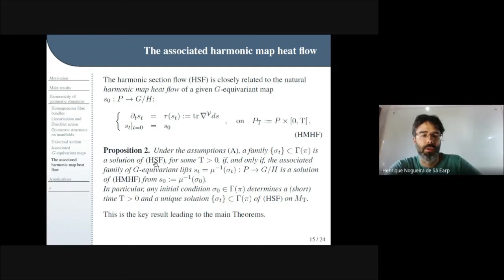Indeed, so this correspondence is the key. Instead of fighting with some sort of abstract flow in a space of sections of a fiber bundle, we try and draw as much information as possible from its cousin, the associated harmonic map heat flow of this very peculiar class of maps, these G equivariants.